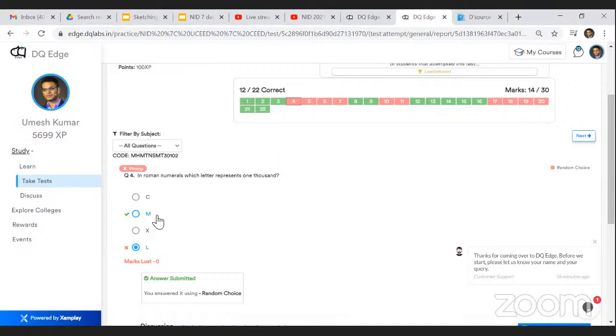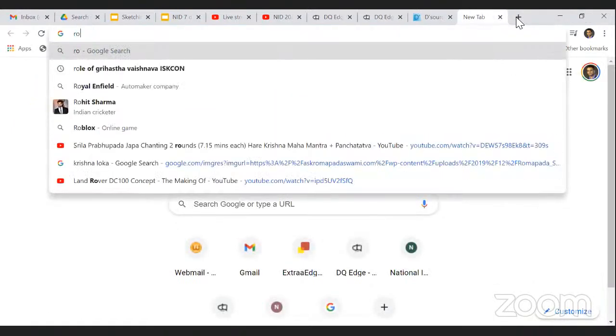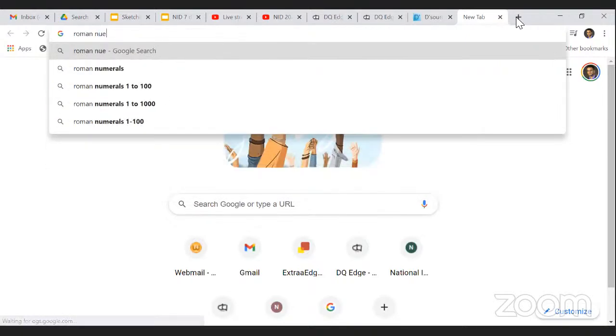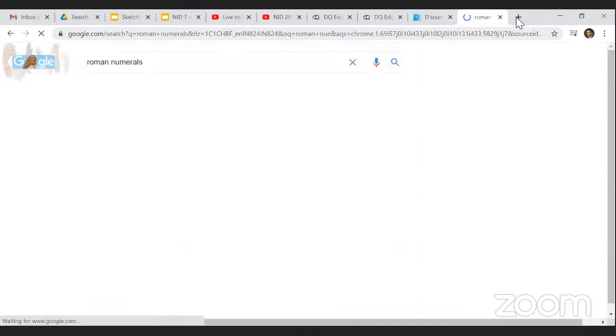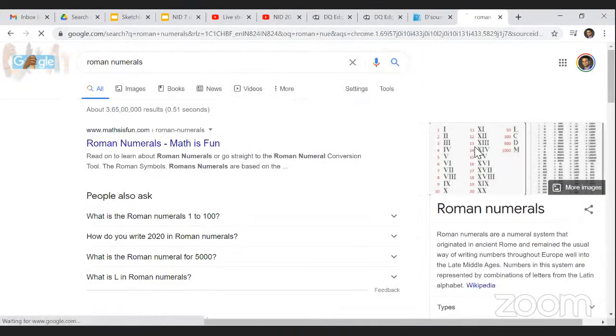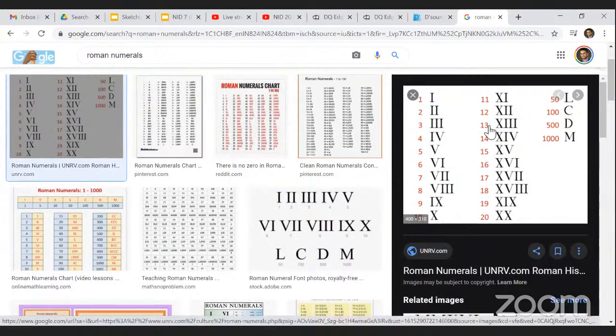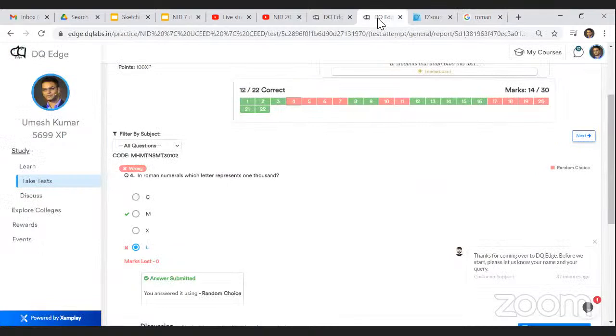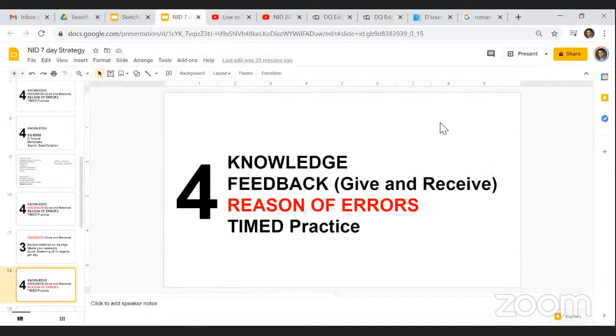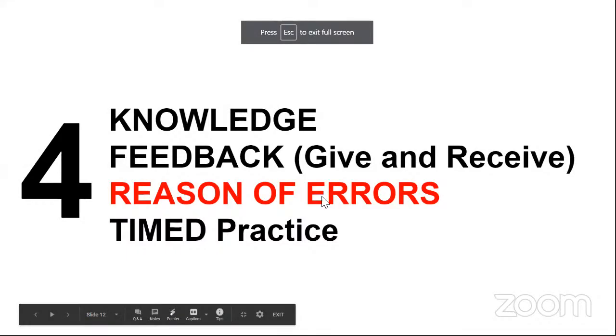So what you do immediately, you look for the Roman numerals. Google it. Look at these kinds of resources, charts, etc., and you understand. L stands for 50, C stands for 100, D for 500, M for 1000. Take notes, make notes. This is the depth into which you have to go to understand the mistakes and errors that you are making. So, reason for errors.